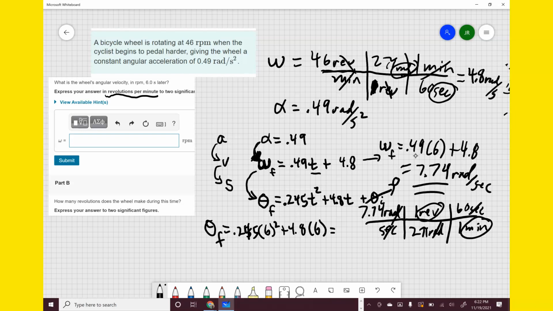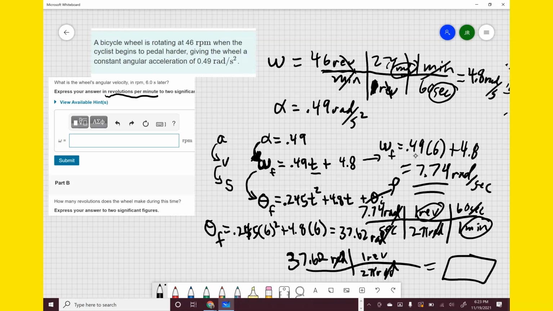Little calculator stuff here. 37.62, and that's radians. So if it wants revolutions, I've just got to do a unit conversion. 37.62 radians, and there's 2 pi radians in 1 revolution. So I just divide that by the whole 2 pi. And that will give us our answer to part B. Alright, I'm going to skip over that part.